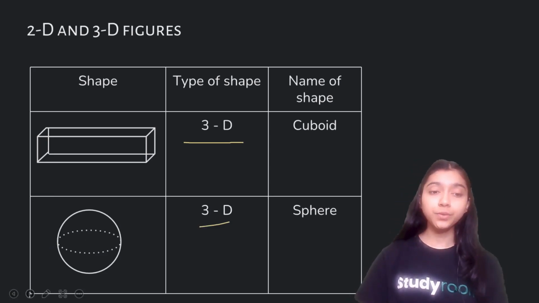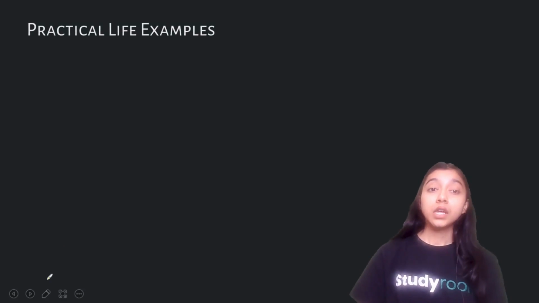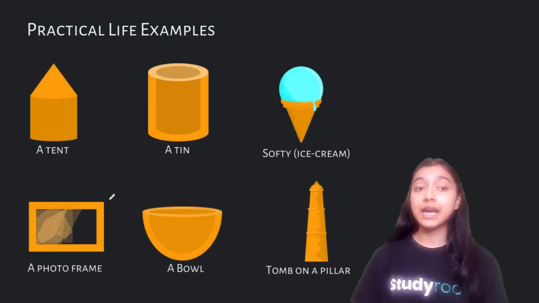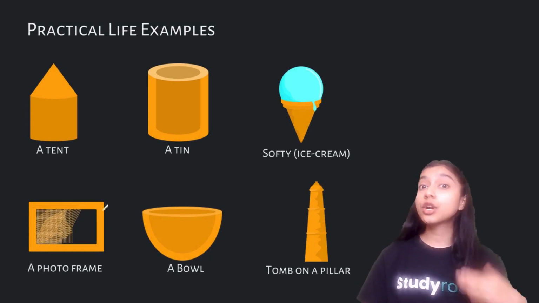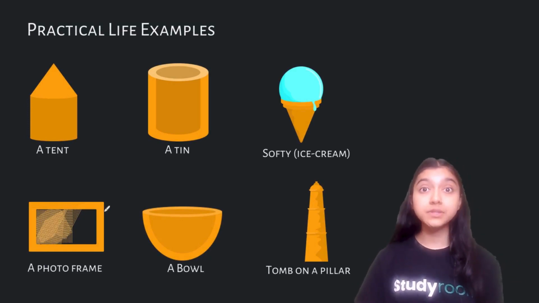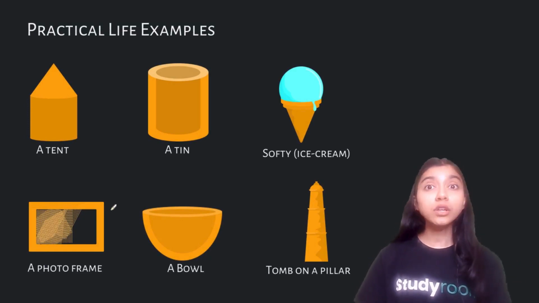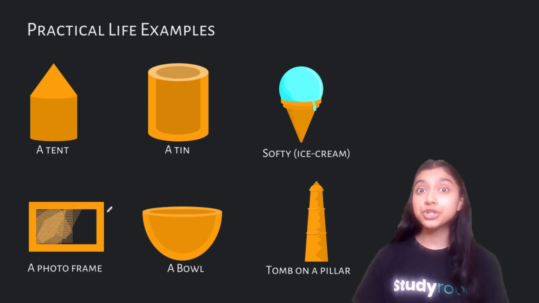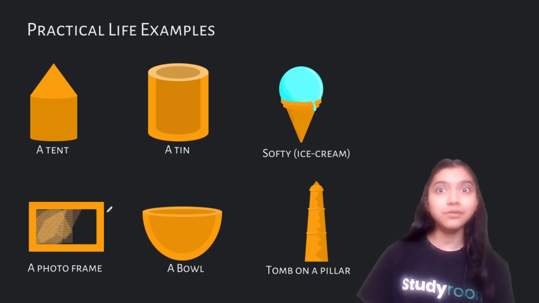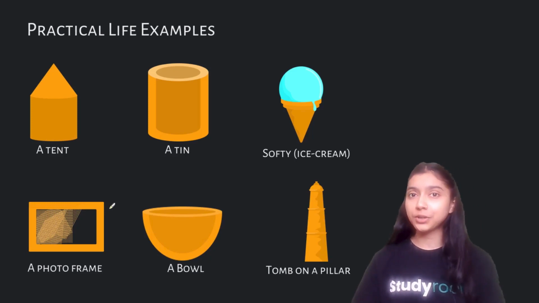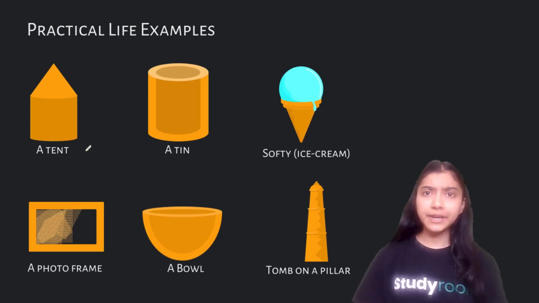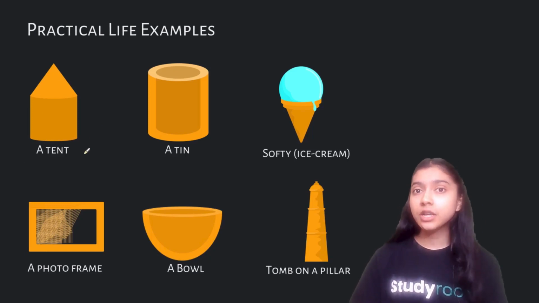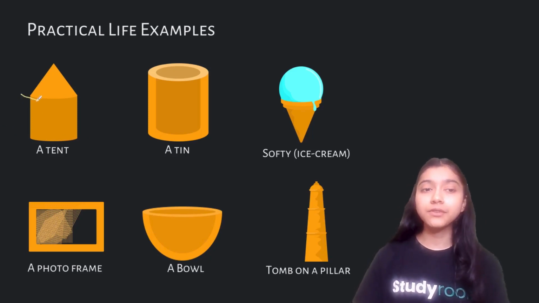Now I'll be showing you some practical life examples of these shapes that I showed. We have studied a lot of two-dimensional and three-dimensional shapes. Now let us see what objects around us have a shape similar to the shapes that we have studied. The first example that I'll be showing you is a tent. Now, what does a tent look like? A tent basically looks like, let me divide the tent from over here.